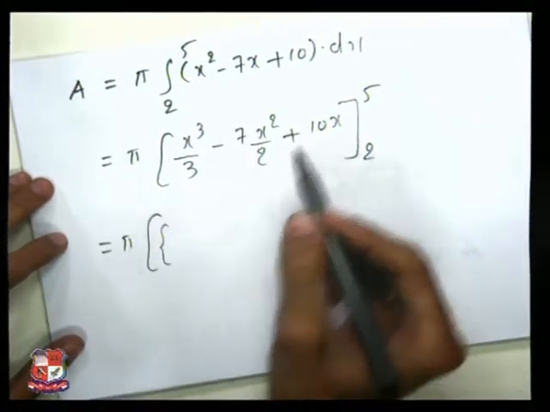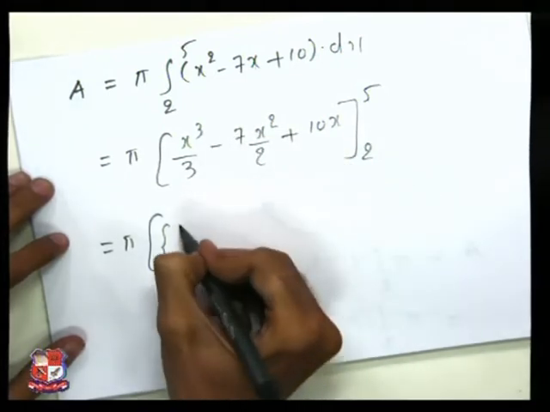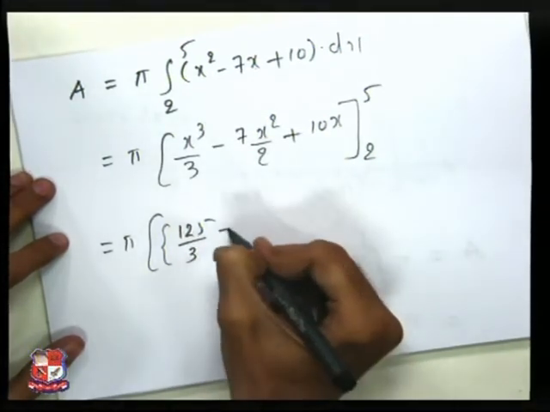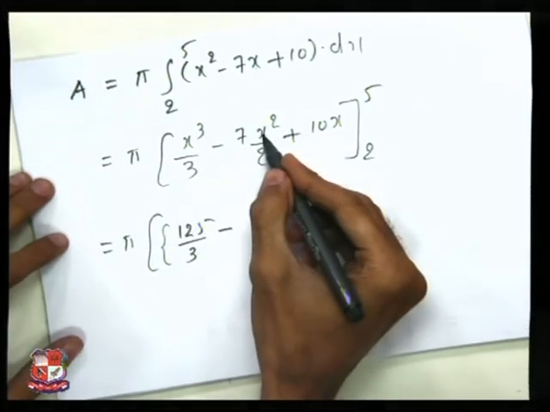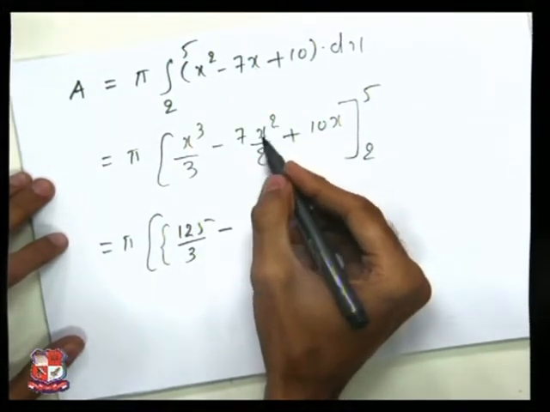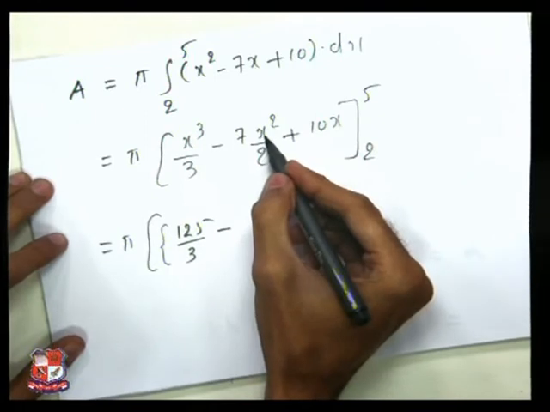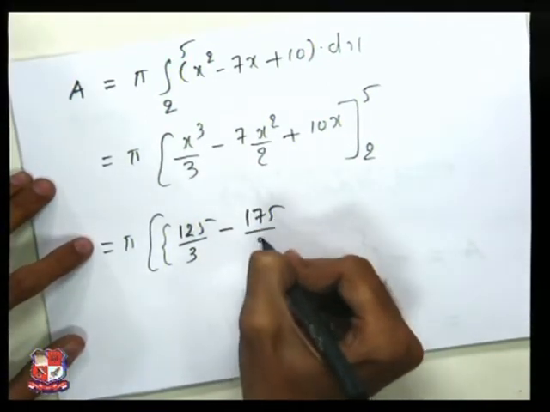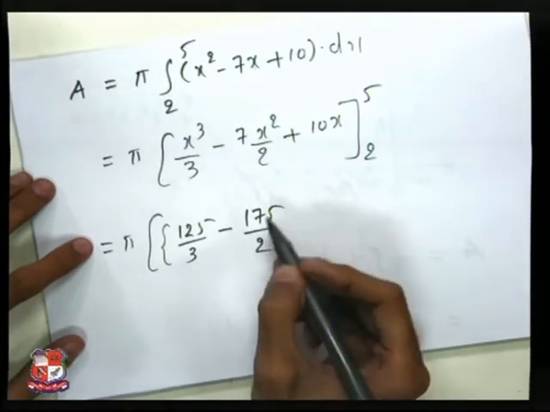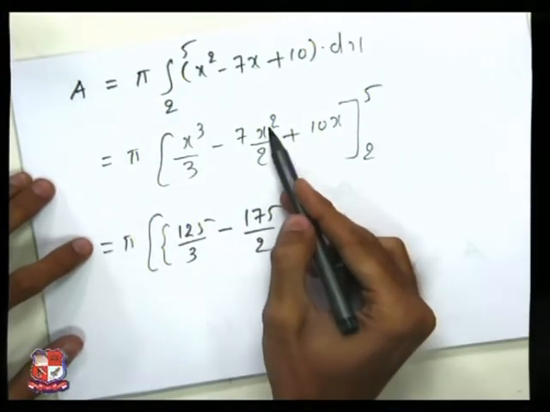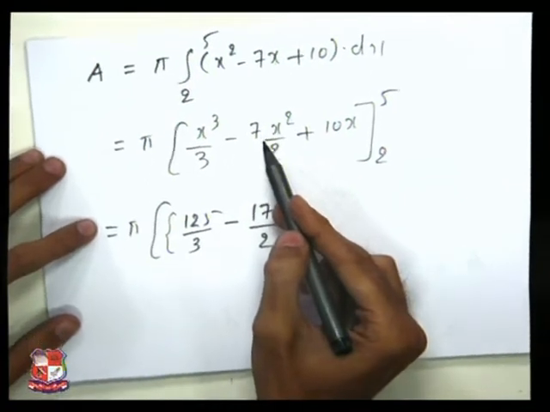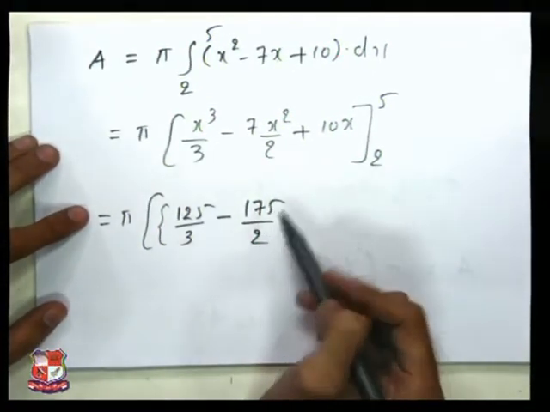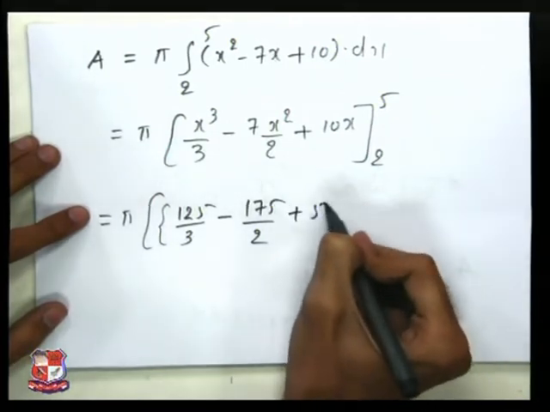First I will put the upper limit. This is 5 cube, that is 125 by 3, minus, this is 5 square, that is 25, and 25 into 7, that is 175 by 2, plus 10 into 5, that is 50.